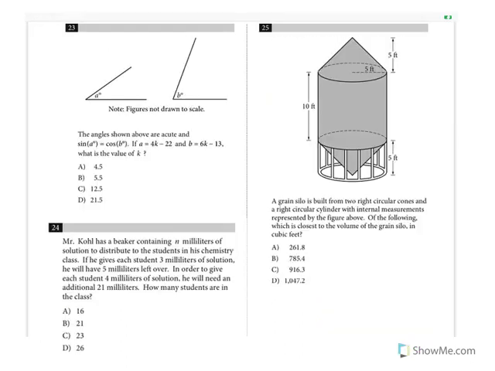The angles shown above are acute, and sine of A degrees equals cosine of B degrees. If A equals 4k minus 22 and B equals 6k minus 13, what is the value of k? So we have to rely on our knowledge of trigonometry here. We have two angles that are acute, and we're talking about sine and cosine. So what we have here is a right triangle, or we can put those two angles into a right triangle.